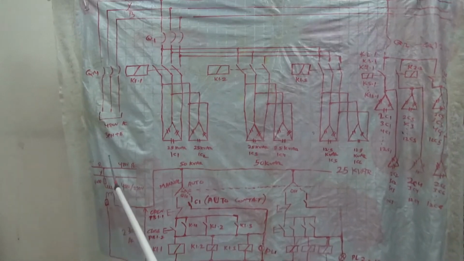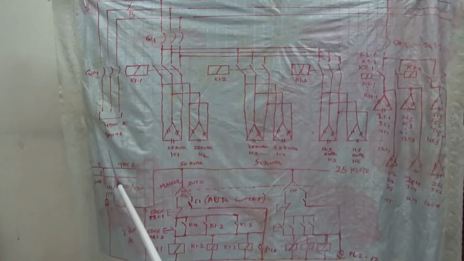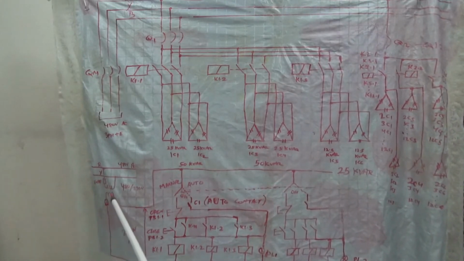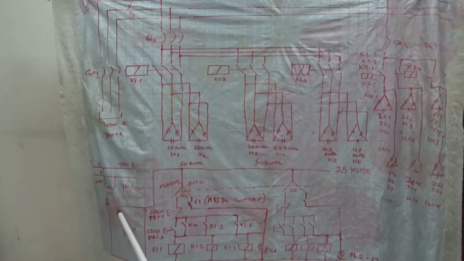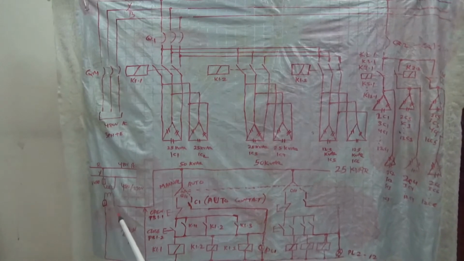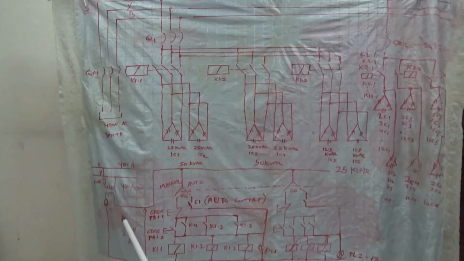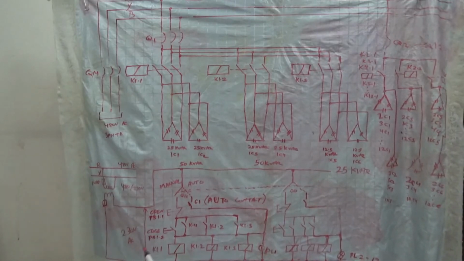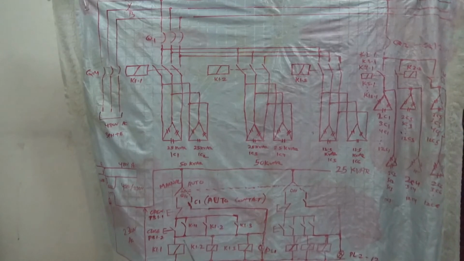So here we have one control transformer, 480 to 230 volt. It is connected to a phase, either RY or YB or BR. In the primary there will be one fuse protecting the transformer, and in the secondary there will be one fuse. So here the output will be 230 volt AC. This is phase and this is neutral for the control system.